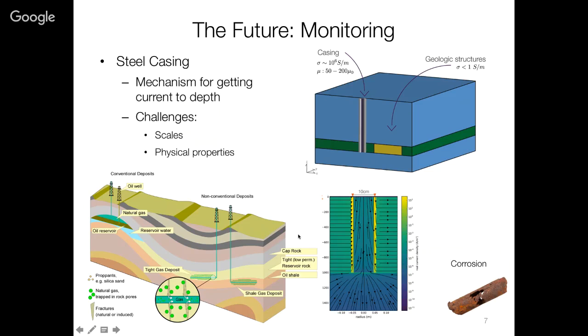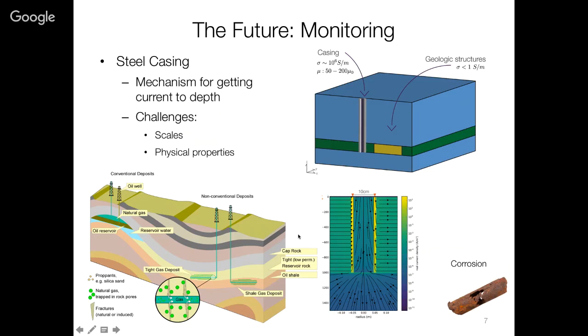First of all, there are changes in conductivity contrast. So the casing might be 10^6 Siemens per meter, and permeability might be 50 or 100. The background structure here could be 1,000 ohm meters or 100 ohm meters. So you've got 6 or 7 orders of magnitude difference.